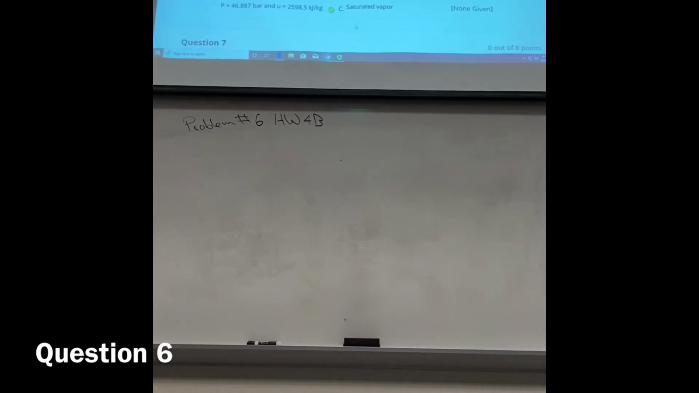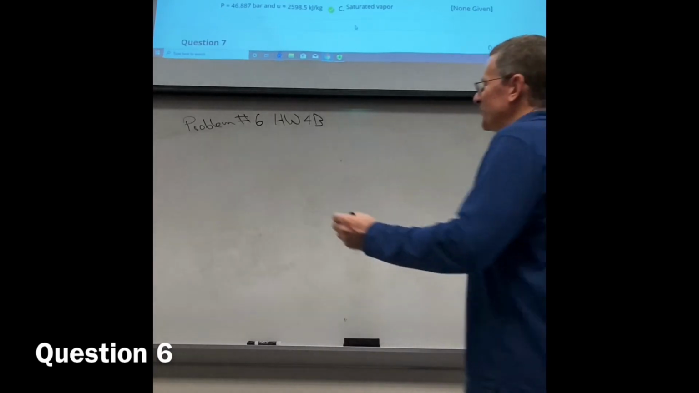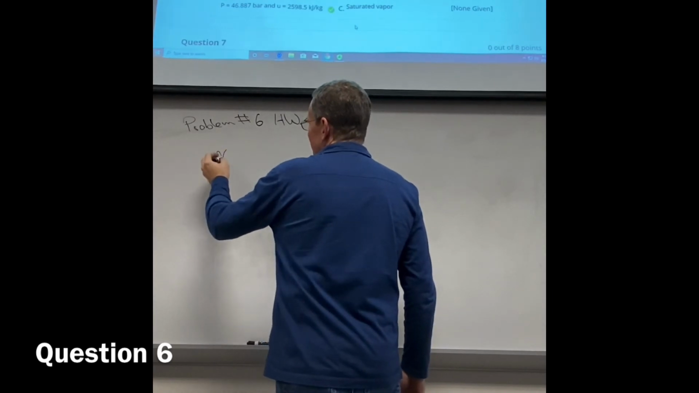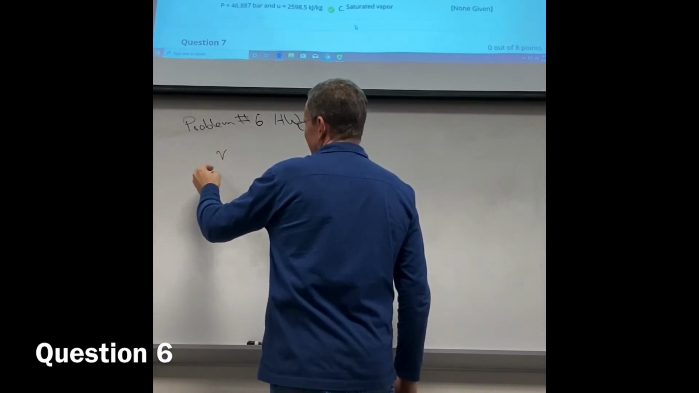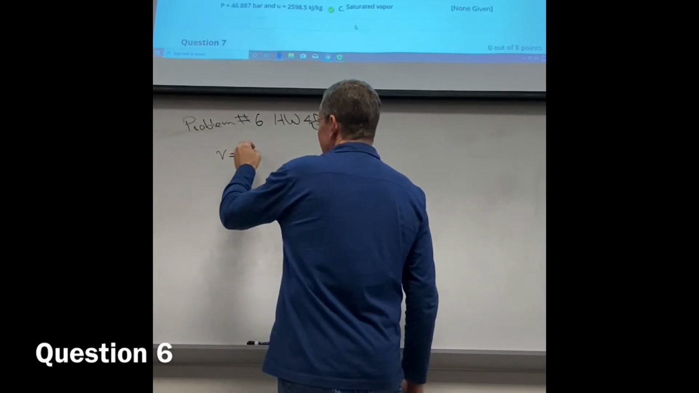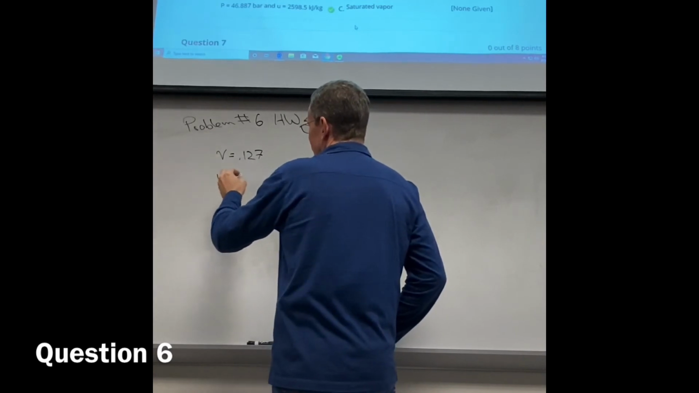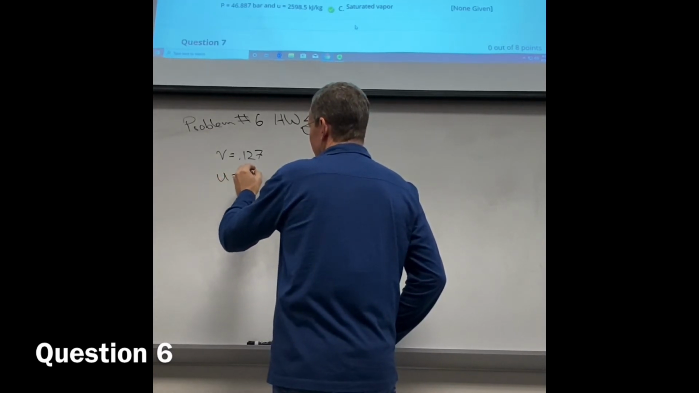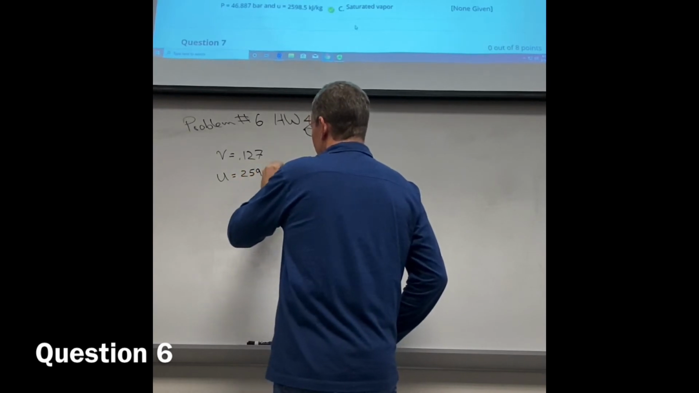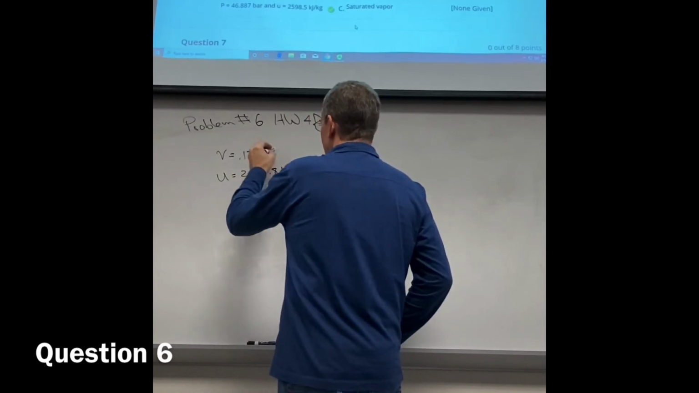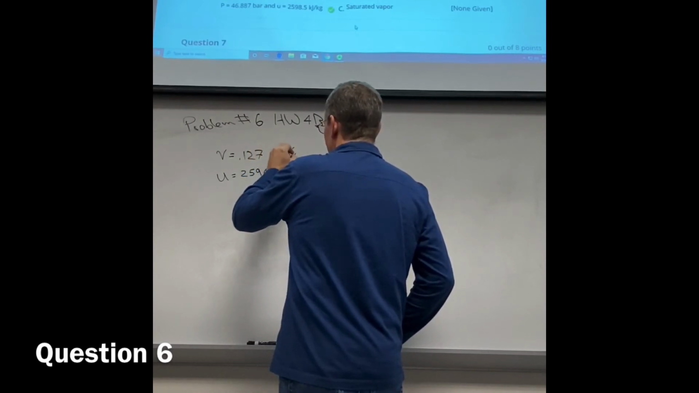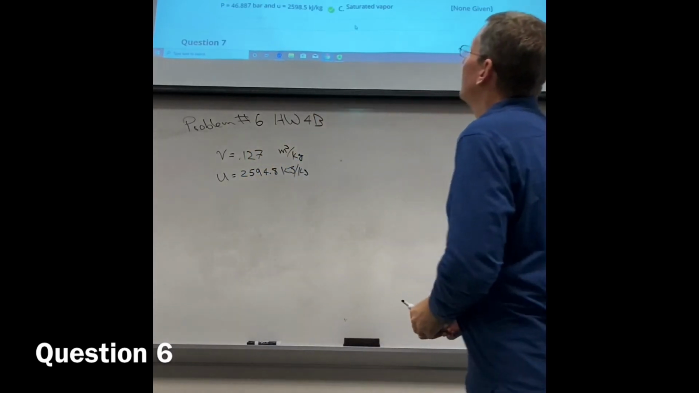We can see, did you have one like that maybe in the next problem? Yeah, I have one right now. Okay. I have two that give us quality. On problem 6? Yeah. Okay, so the question was, we have a specific volume given, 0.127? Yeah. Okay, and a specific internal energy, 2,594.8. Okay, so 0.127.